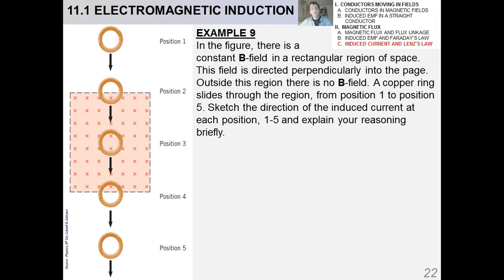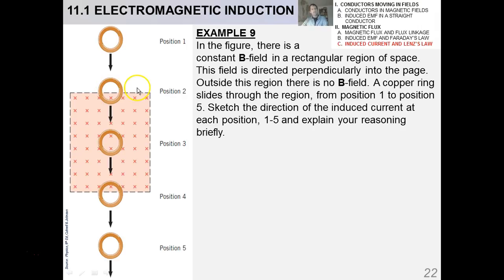There's a constant B field in example 9. A copper ring slides through the region. First of all, let me ask you guys, just stand back and think about it holistically. Which quantity is changing that would even produce a change in flux? Is it N? No, because it's one ring. Is it B? No, they're saying it's constant. Is it theta? No, because everything's orthogonal. It must be A. This is a case where the area is changing.